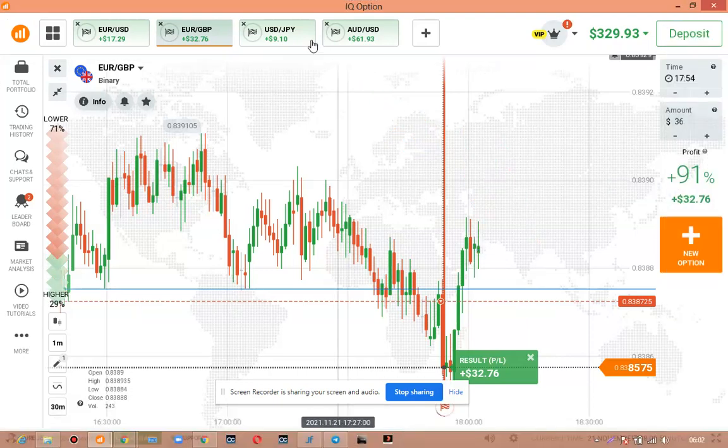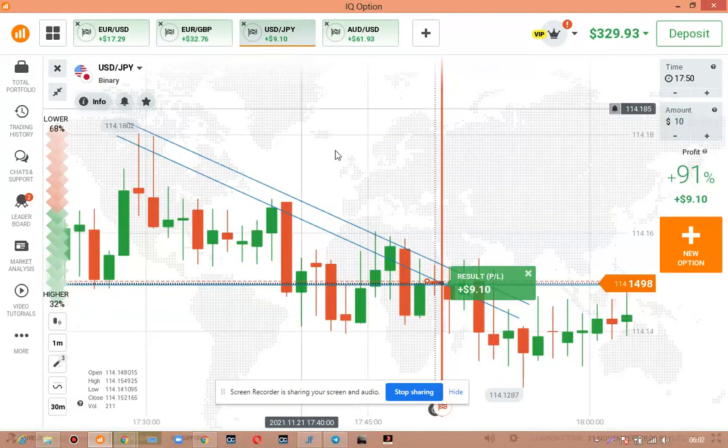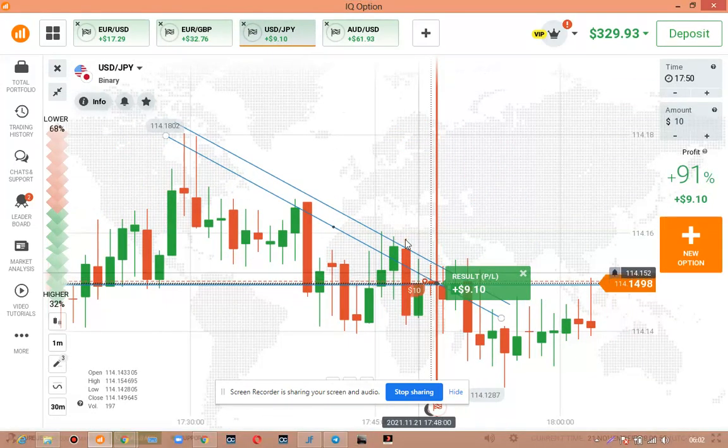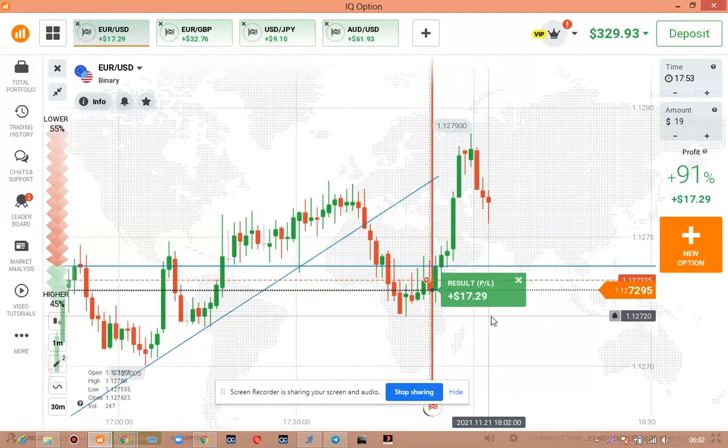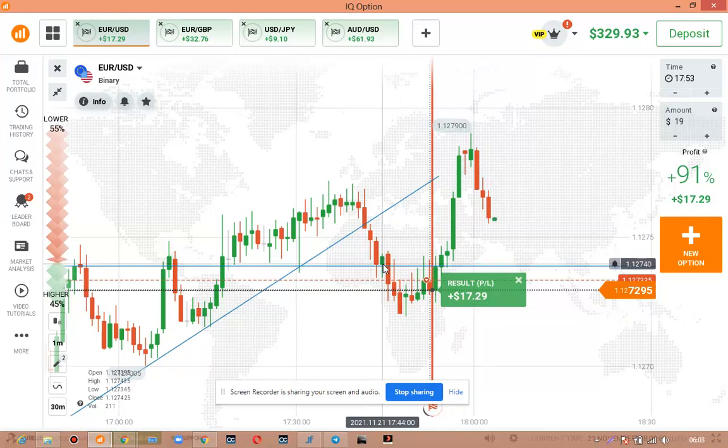That is exactly what happened to this trade I took. To this trade. No, second trade. Yes, that is exactly what happened to this second trade. Look at this.